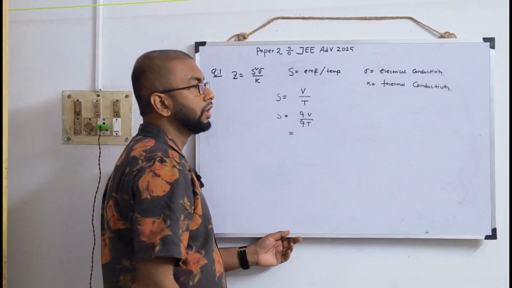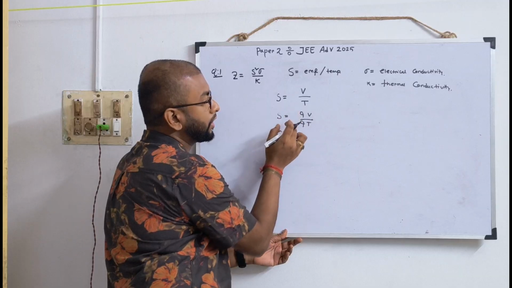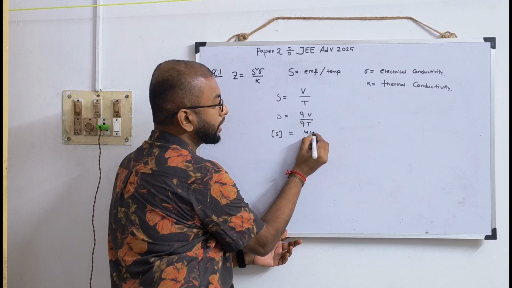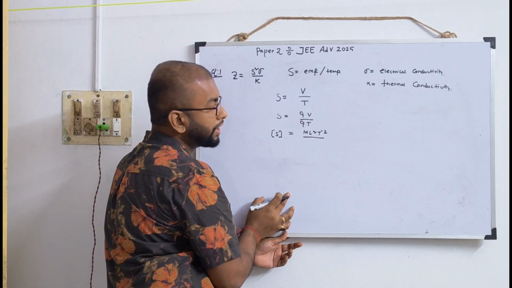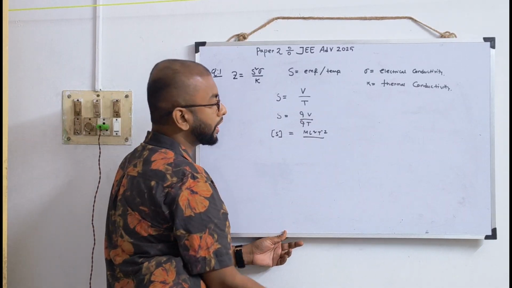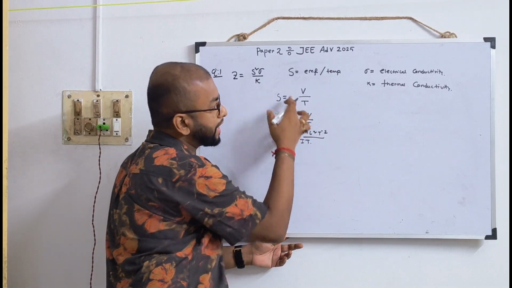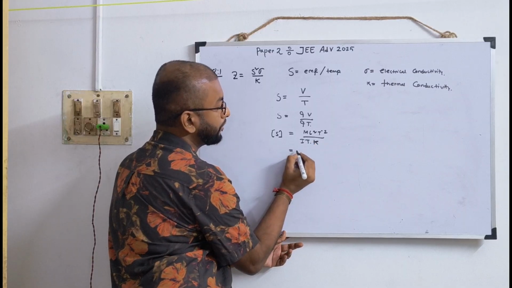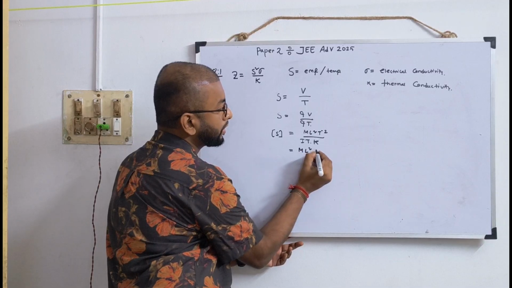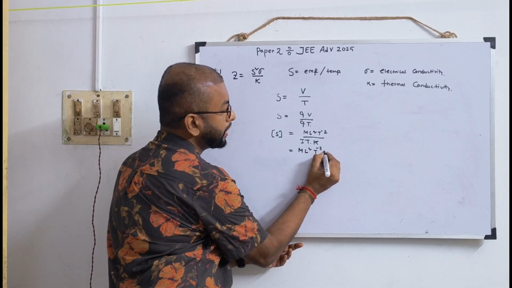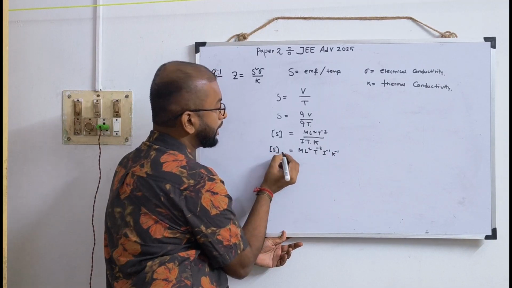So QV is also energy. So you can write the dimension of S as the dimension of QV, that is the dimension of work, M L square T to the power minus 2, divided by the dimension of Q. Q dimension is I into T, current into time. Here the dimension of temperature is K. So we can find out the dimension of S, that is M L square T to the power minus 3, I to the power minus 1, K to the power minus 1. We got the dimension of S.